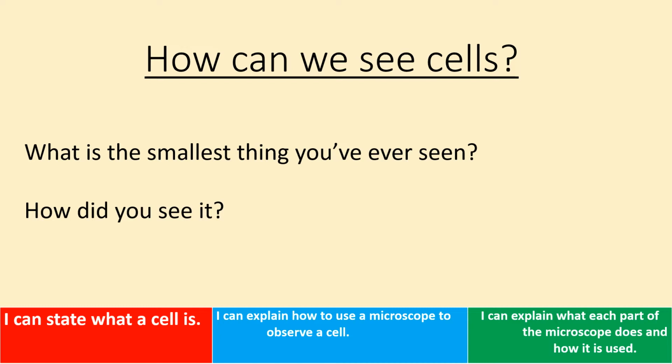If you haven't got one, please go and get a pen and a piece of paper now so that you can make notes and complete any of the little tasks that I give you as we go through. At the bottom of this slide, you can see the learning objectives for this lesson, so feel free to write those down. And you've also got a DNA here which says what is the smallest thing you've ever seen and how did you see it. So please pause the video now to complete both of those tasks.